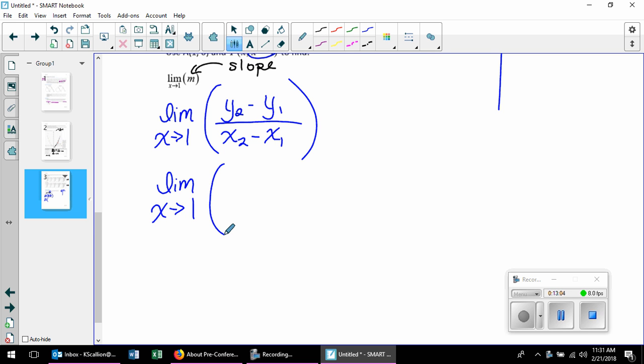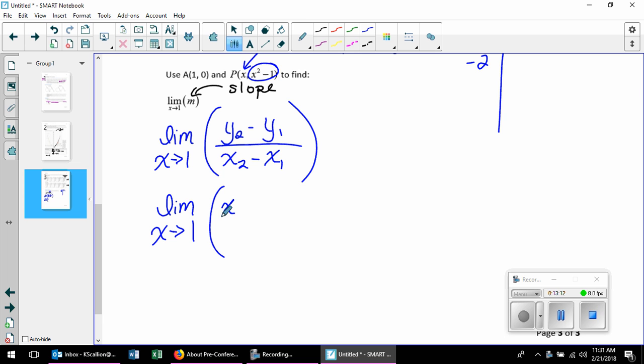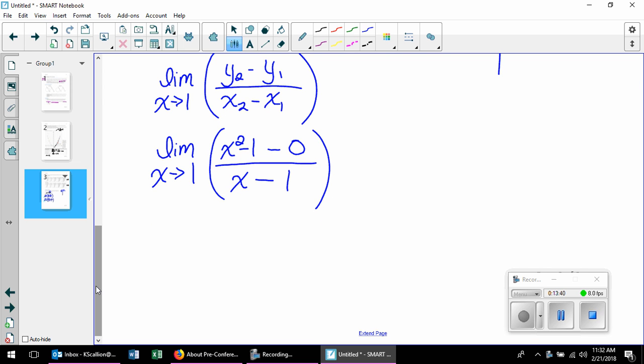What's my y2? What's my second y value? x squared minus 1. And what's my first y value? 0. So I'm going to subtract 0 from it. All over, what's my second x value? x. And my first x value? 1. So I'm subtracting 1 from that. Oh, this is exciting. Anybody else really excited about this?